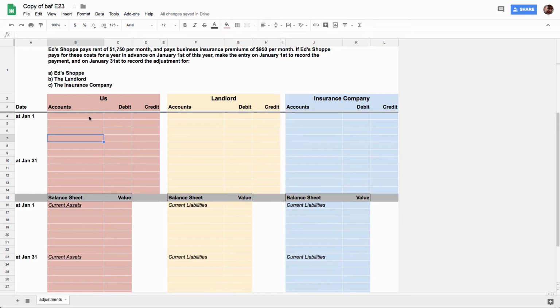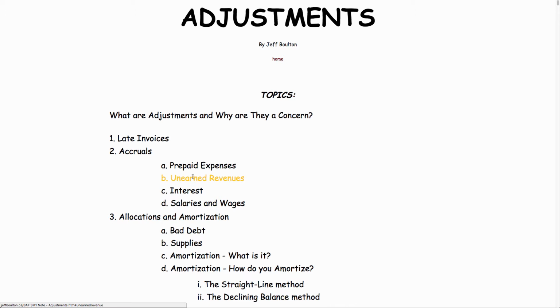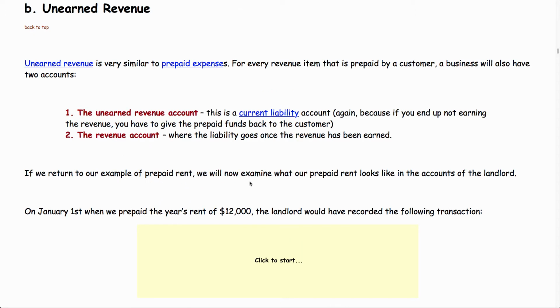So exercise 23 is asking you to do, actually, before I do that, we'll go right to unearned revenues. I said unearned revenues were the opposite side of prepaid. So imagine if you paid rent in advance for a year. The landlord would have received all that money at once. Well, if you moved out the same day, the landlord owes you the money back. So guess what? That's like a liability. So the unearned revenue is a short-term current liability.